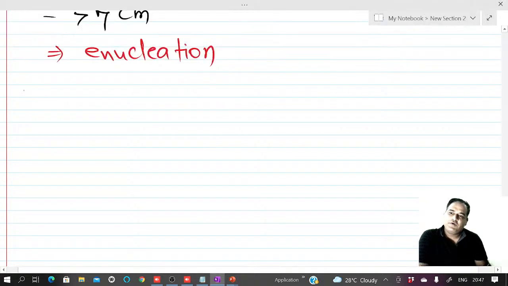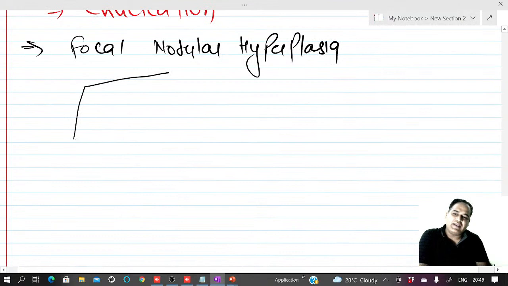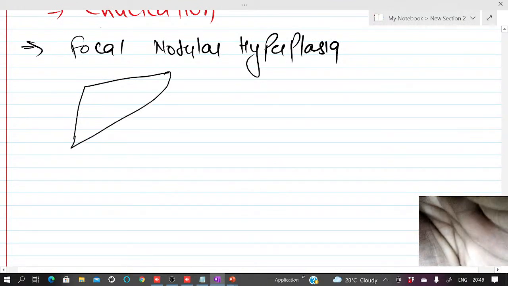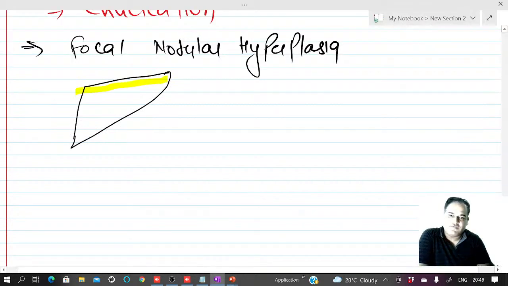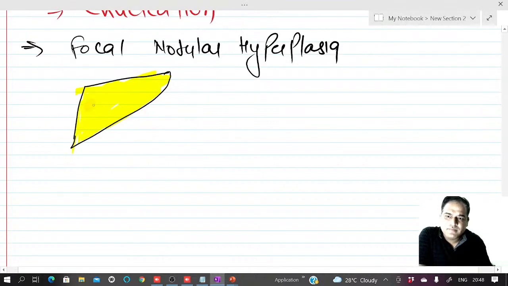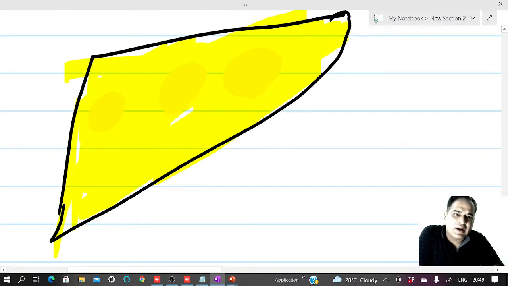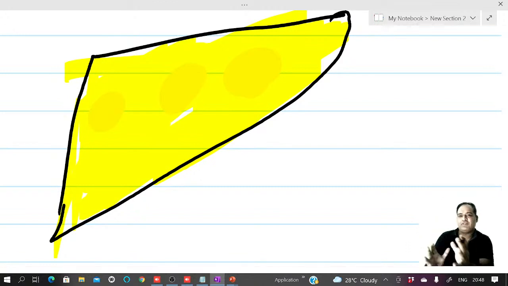Now, we move to the next thing there, that is the focal nodular hyperplasia. Fine. So just consider it like this in simple terms. Let me just see if I can do the trick or not. Focal nodular hyperplasia. Let's say this yellow colored thing is the normal liver tissue. Fine. Can you appreciate there are some dark dots there? Fine. So, focal nodular hyperplasia is basically that thing only.